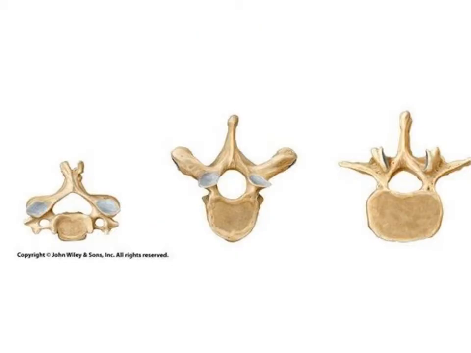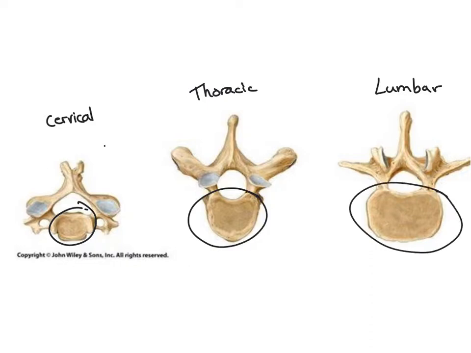So here we have our 3 types of vertebra. Starting with our vertebra on the left, we have our cervical. In the middle, we have our thoracic, and our lumbar. So we have a few key differences that we can use to tell these apart. The first thing being the size of the body. As we progress lower in the spine, the size of the body increases.